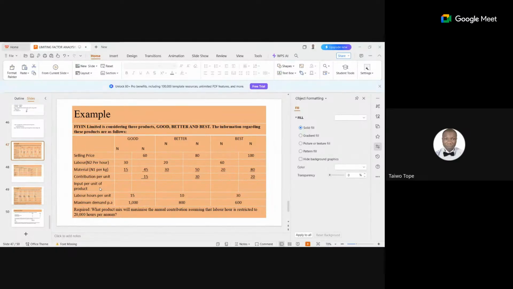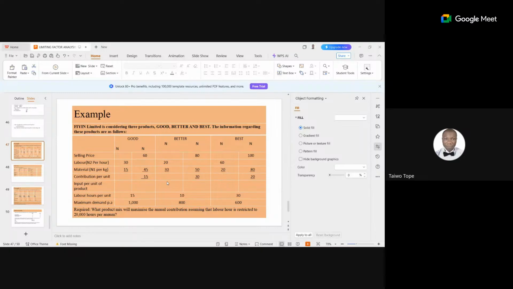All right, so now from the question, having determined that labor is a limiting factor, we're supposed to solve for contribution per unit, but it's already given to us in the question, which for good is 15, for better is 30, and for best is 20. Now, the next step is for us to determine our contribution per limiting factor.